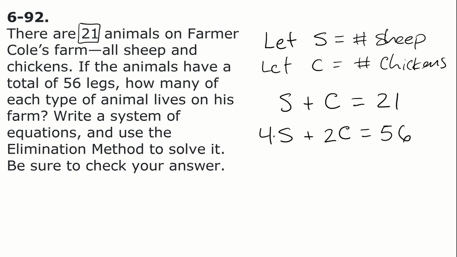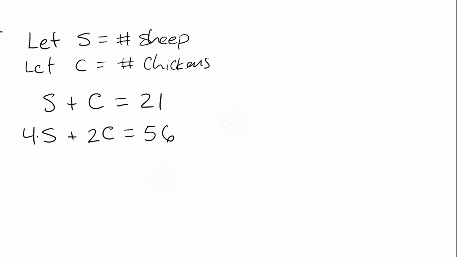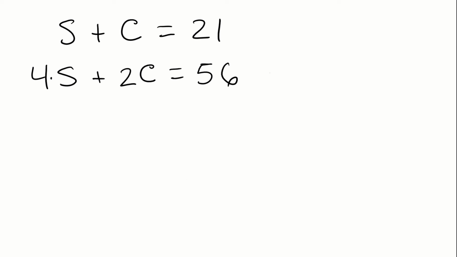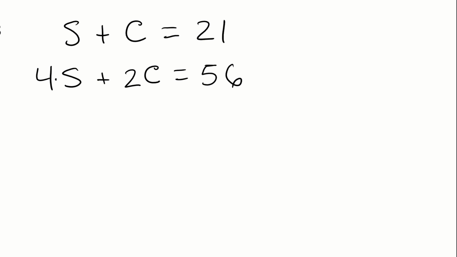So we are going to use the elimination method, and as I look at this, neither one of the variables will eliminate immediately. But I could make a modification like above, and I could actually do one of two things. I could either make it so that the sheep would eliminate, or I could make it so the chickens would eliminate. I'm going to make modifications so that the chickens eliminate. So I'm going to multiply this top equation by the number -2.